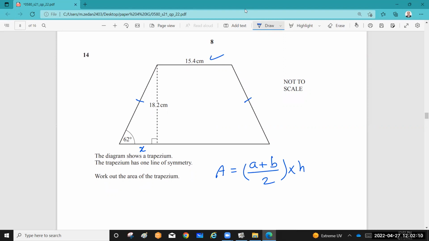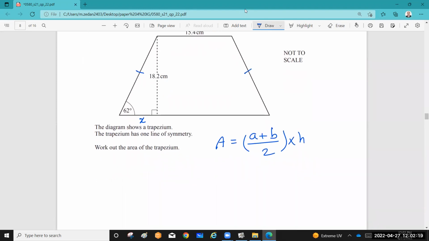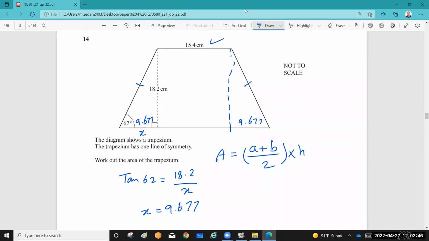So I can find x first by using one of the triangles here. I have the opposite and the adjacent. This is tan. Tan 62 is equal to 18.2 over x. By solving this equation, you can find x equals 9.677. Okay, this is x, 9.677. And I have also the same here, 9.677. In addition, this part 15.4 is the same as the upper one.